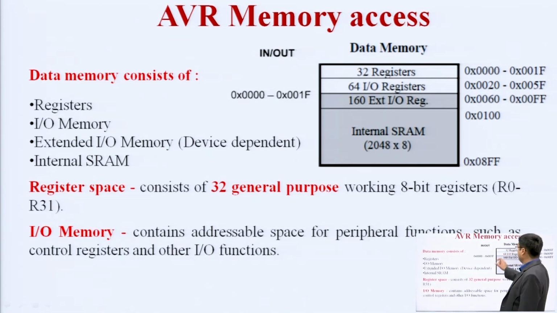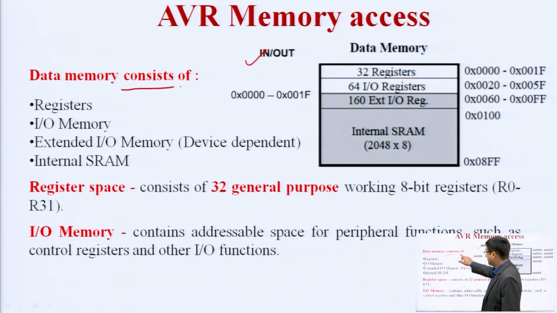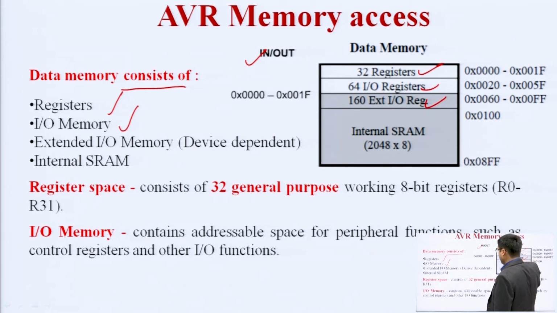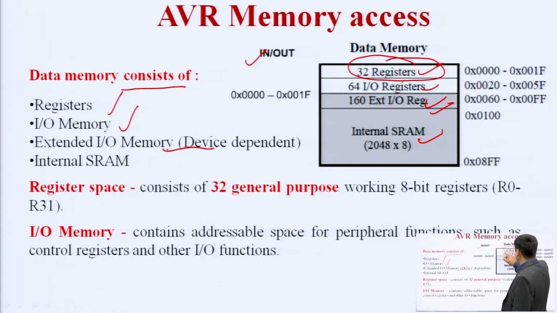So this is, again, the explanation of the memory. Here you can revise the things. Data memory consists of registers, input output memory, external input output memory, and the internal SRAM. 32 general purpose registers are available, that's why we have written 32 here, from R0 to R31.